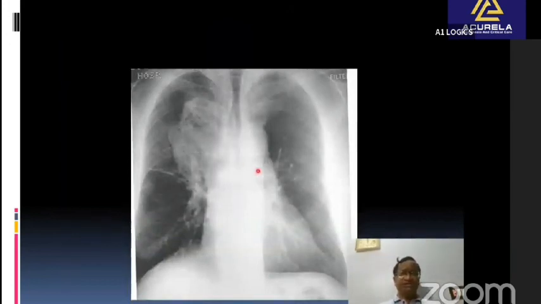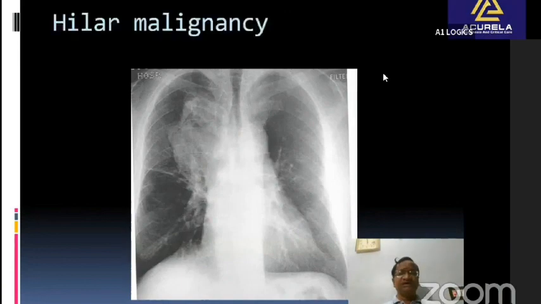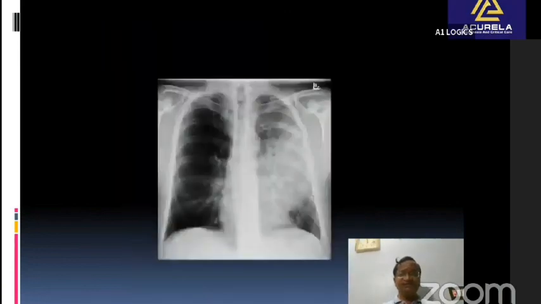What is this? Big hilar mass. Here you can see the diaphragm is normal, trachea is normal, bones look normal, subcutaneous tissue is normal, a big mediastinal shadow. Possibly this is what is called the saluting heart. You can see the heart shadow. Again, you can see there is some big thing which is slightly pushing, but the trachea is not pushed.